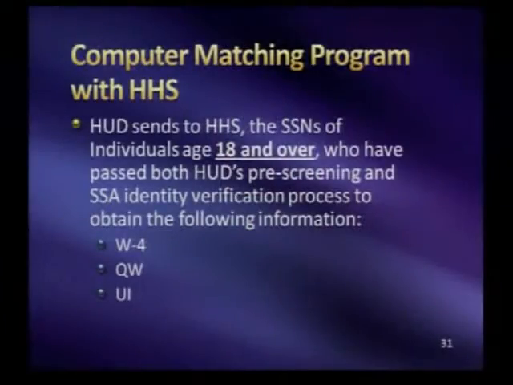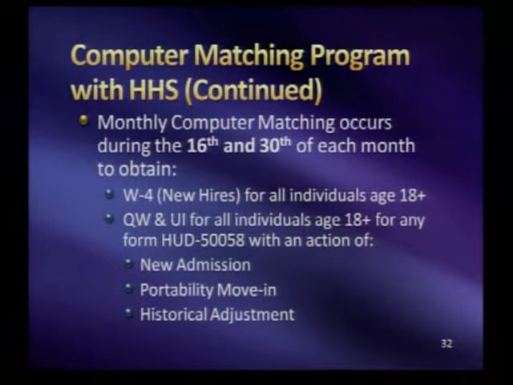And basically for any SSN that's passed the EIV pre-screening, the SSA identity validation test will then be sent over to HHS so that we can obtain the W-4 quarterly wage and the unemployment insurance. And the HHS computer matching typically begins around the 16th and should finish by the 30th. On average, the computer matching process with HHS concludes about the 23rd to the 27th of the month, okay?